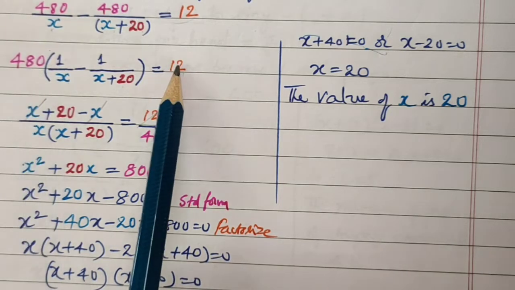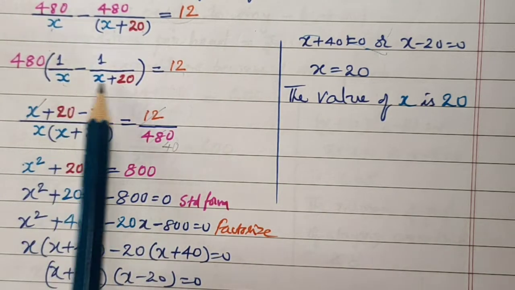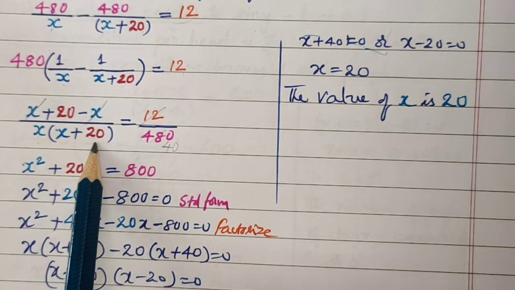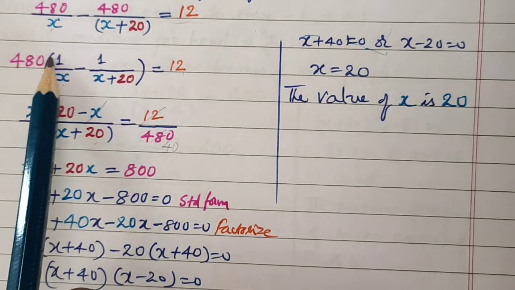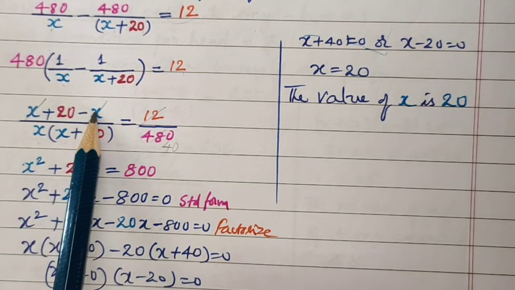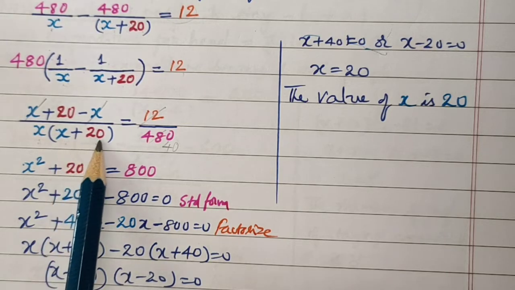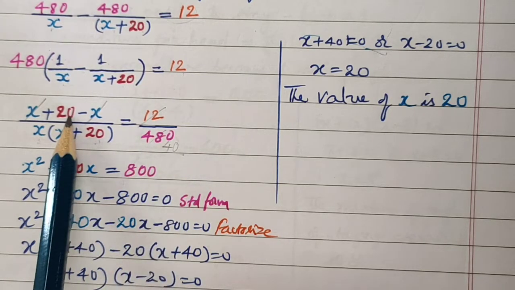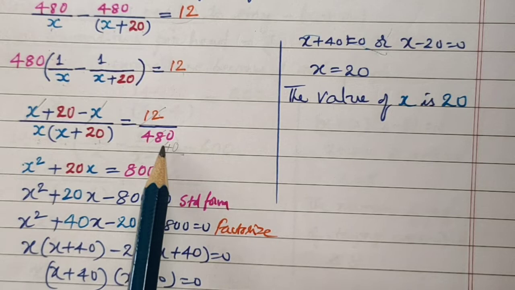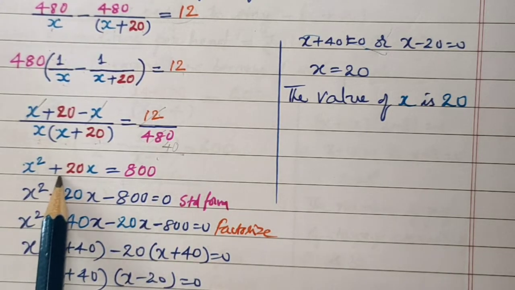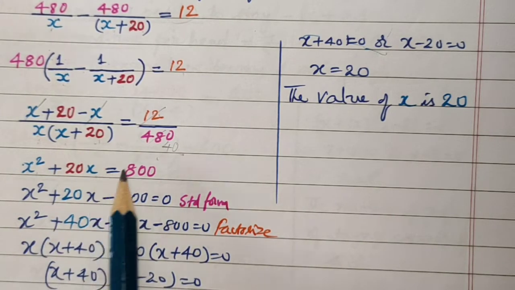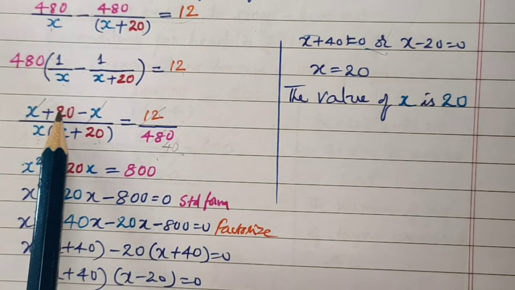Cross multiply, this will become 12 by 2, 480. Then take the LCM of these two, x into x plus 20. Then this goes here, x plus 20 minus x, then x gets cancelled. x square plus 20x is equal to 40 into 20. 12 4s are 48, then 0. So x square plus 20x is equal to 800, that is 40 into 20.